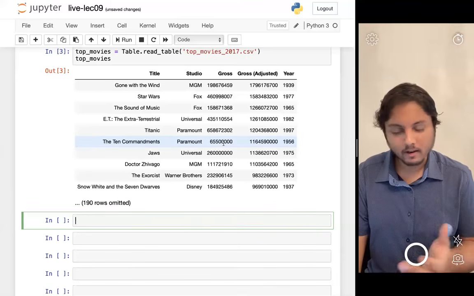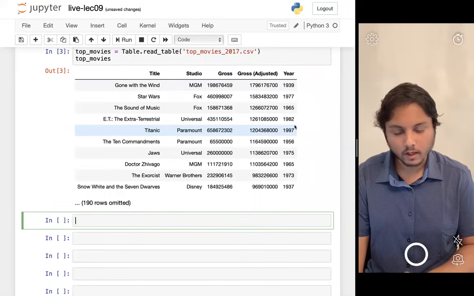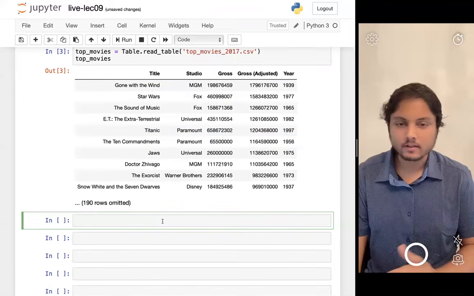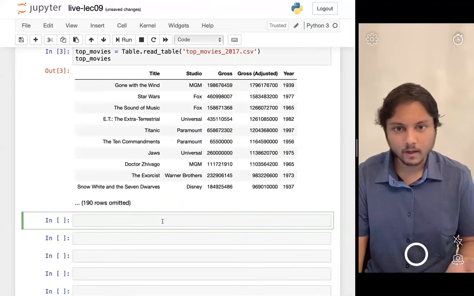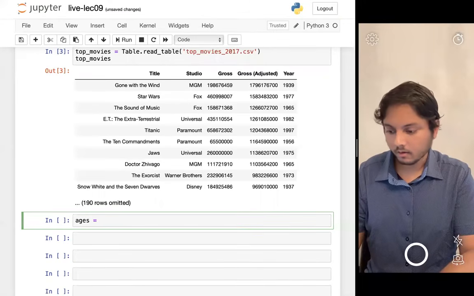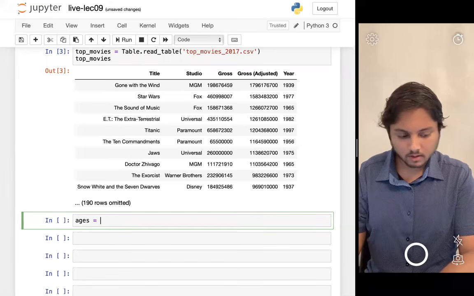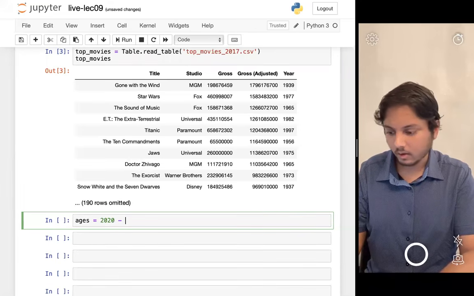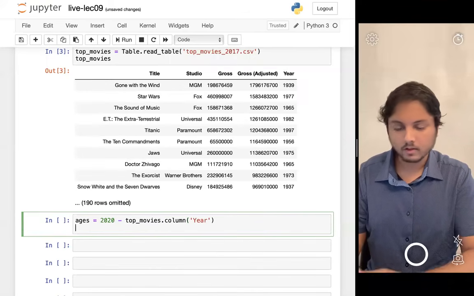And so we didn't really have the age, we had the year that the movie came out. So then we said, okay, let's make another column that contains the ages of the movies. So first we made an array that has those values. We're going to name it ages, and we said ages is going to be 2020 minus top_movies.column('year'). And so that is going to give us the age of the movies.